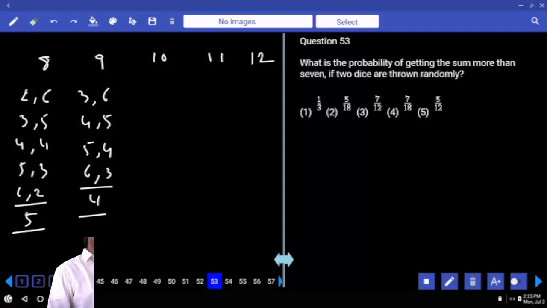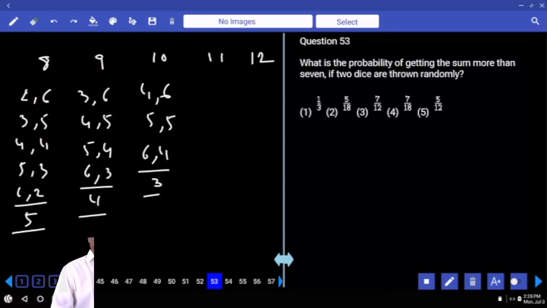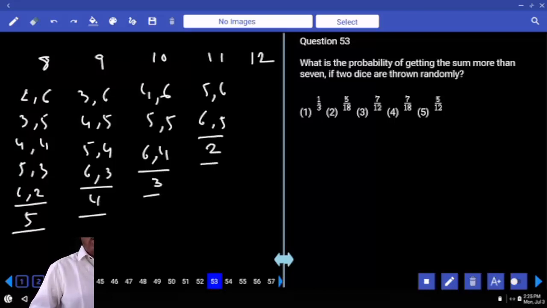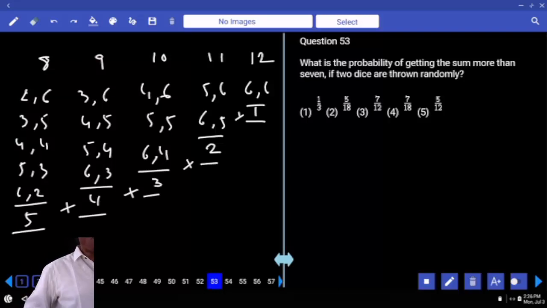So for 10, how many chances come? 3. What are they? 4, 6, 5, 5, 6, 4. How many chances? 3. Tell me 11: 5, 6, 6, 5. 2. 12: 6 and 6. How many chances are there? 1. Now add the total. 5 plus 4, 9. 9 plus 3, 12. 12 plus 2, 14. 14 plus 1, 15.